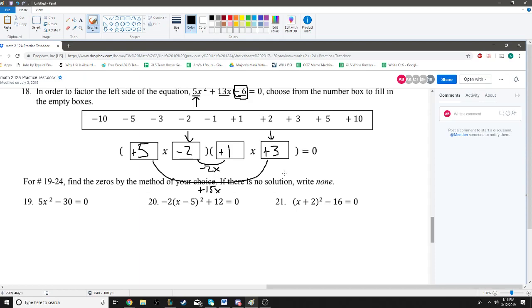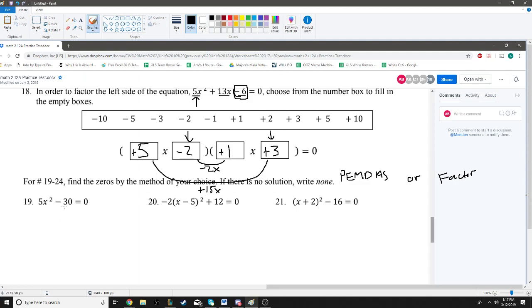Okay, find the zeros by any method. So you can either do PEMDAS backwards, or factor. Excuse me, still trying to get over this illness.